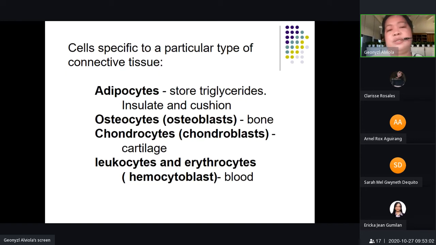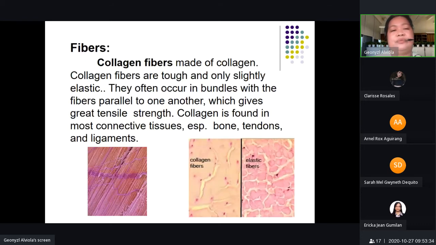Cells specific to a particular type of connective tissue: adipocytes are found only in adipose tissue. These are known as the fat cells. Osteocytes, which I mentioned, are bone cells. Chondrocytes are the cartilage cells. Leukocytes and erythrocytes derive from hemocytoblasts; these are the blood cells.